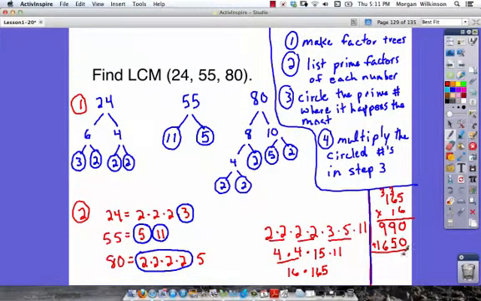Now, we've got 0 in our 1s, 14 in our 10s, we carry the 1. 9 plus 1 is 10, plus 6 more is 16, we carry the 1. 1 plus 1 is 2. 2,640. We found it. The least common multiple of 24, 55, and 80 is 2,640. Now, we could have also skip counted, but it would have taken a long time to skip count by 24s in order to get to 2,640. So this method is much quicker.